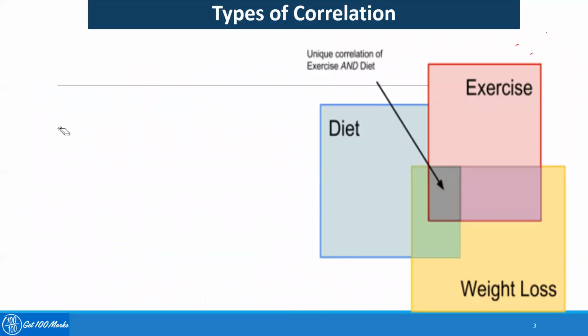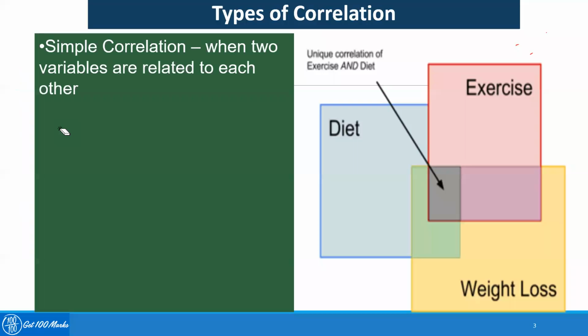There are some other types of correlation as well. The first one is called simple correlation. When only two variables are studied, it is a case of simple correlation. For example, correlation between height and weight, correlation between price and demand, correlation between income and consumption, they all are examples of simple correlation.